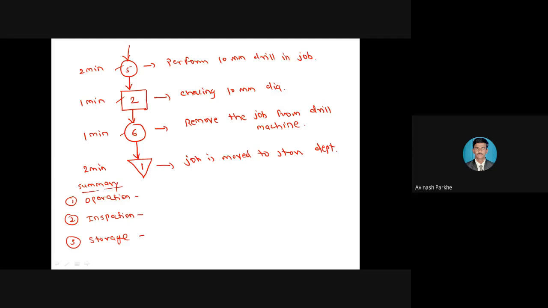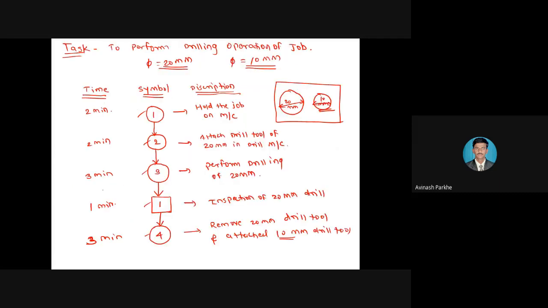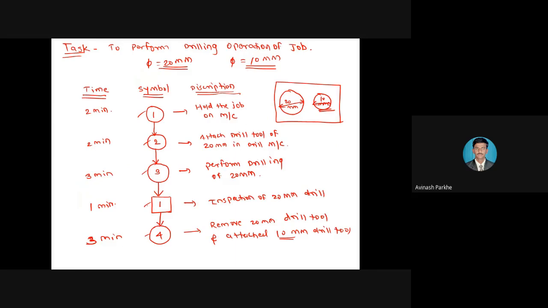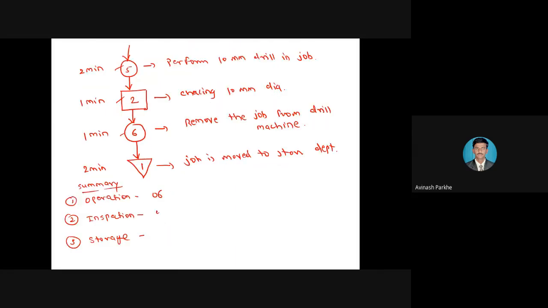Therefore, how many times is the operation symbol used? Let us see. 1, 2, 3, 4, 5, 6. So 6 operations I have performed. Total 6 operations I have performed on that particular job while drilling. How many times is inspection taking place? Number 1, number 2. And how many times is the storage there?